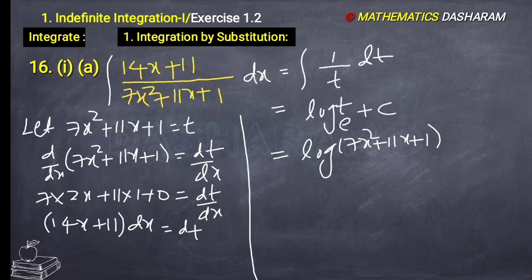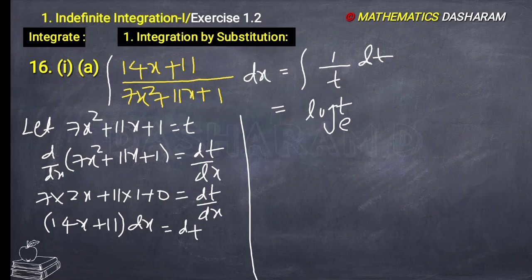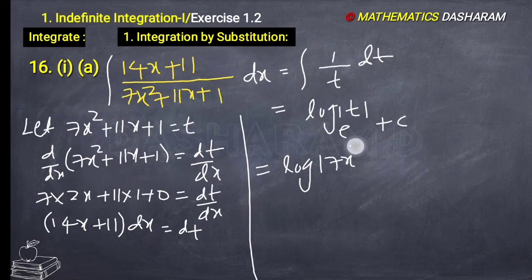Here actually the mod symbol will come: log mod t plus c. So now substitute the t value: log mod of 7x² + 11x + 1, plus c, is our required answer.